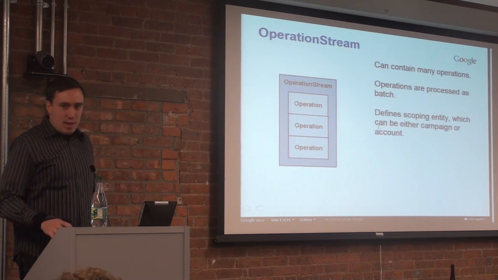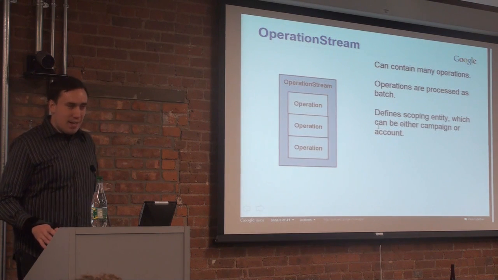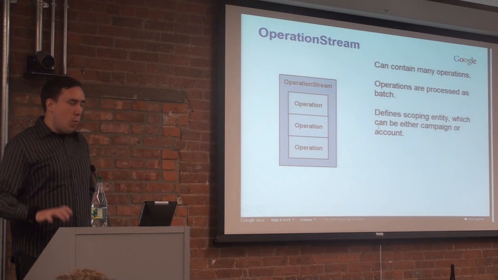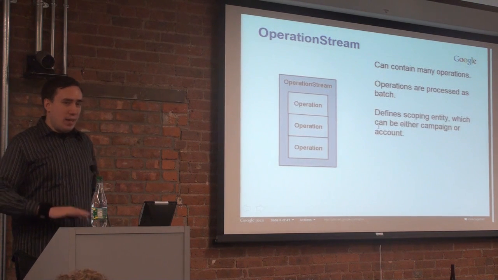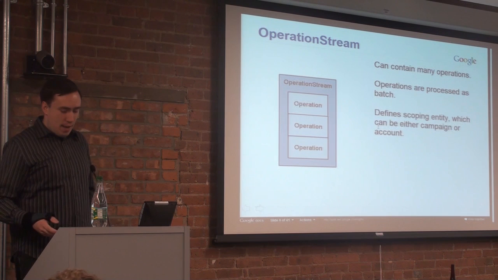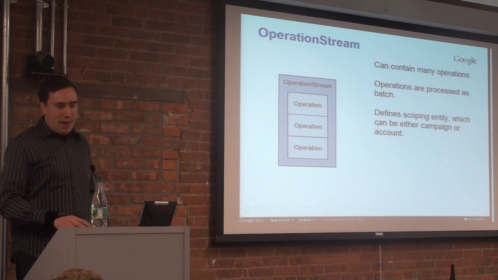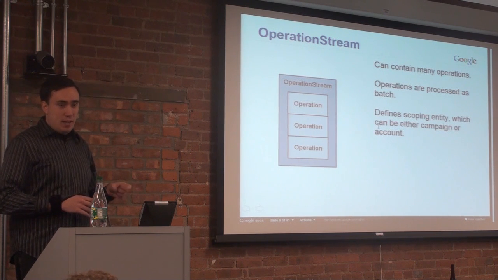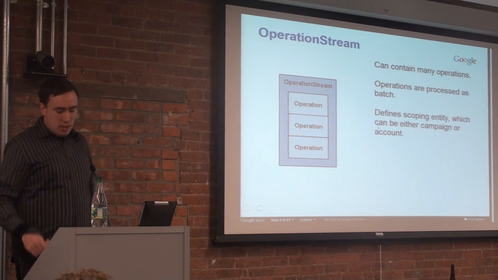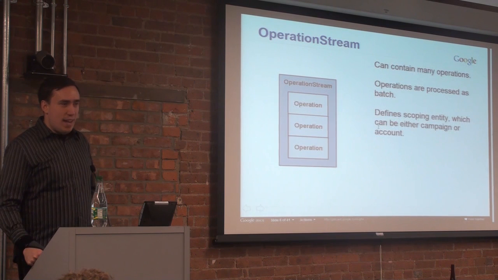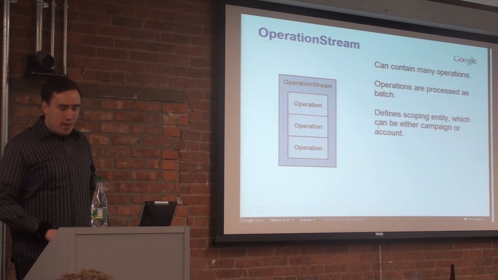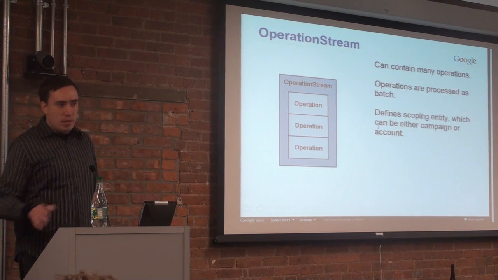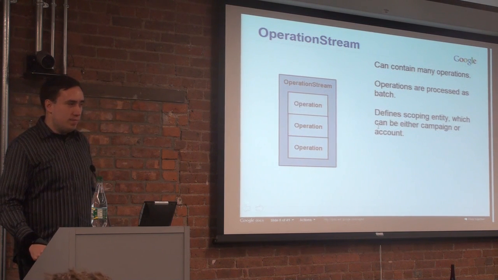Besides just that batch logic, the other part of an operation stream is that it defines a scoping entity. It's kind of like a hint to the back end about in what context these operations apply. That can currently be either a campaign or an account. So you can say all of these operations are relevant to this specific campaign, or they're relevant to this account. There are some limitations about how many campaigns and accounts you can specify per job, but that's the purpose of the scoping entity: to inform the back end about where these operations will apply.